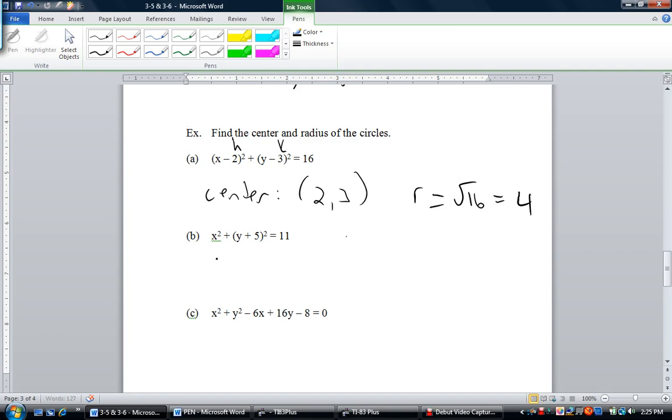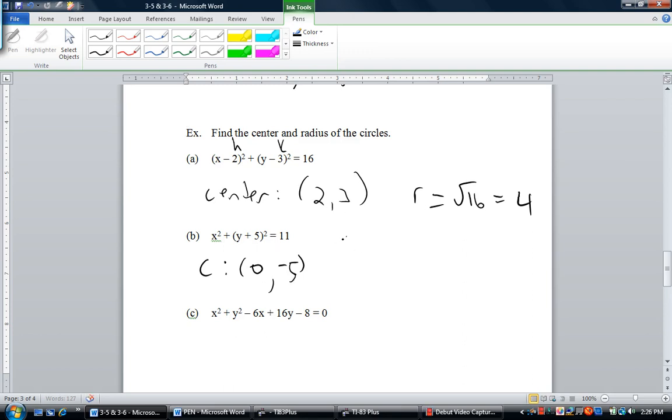Now question B, you may want to think of it like this, but I'm just going to show you the way that I would do it. Now if I use a C, that means center. We know it's going to be a point, h, k. You don't see a number with the x being squared, so if you don't see a number, it's always a 0. Then with the y, you see a plus 5, but you always change the sign.